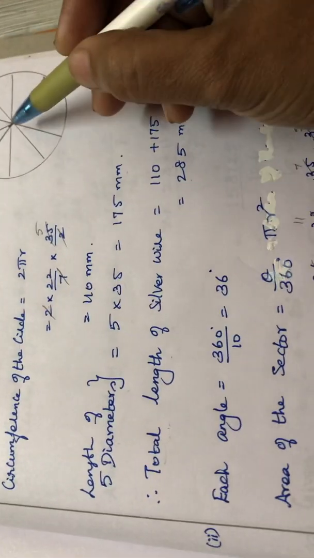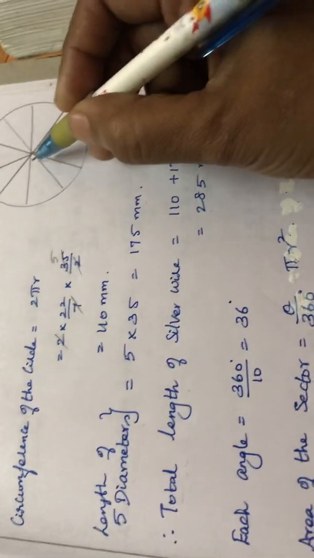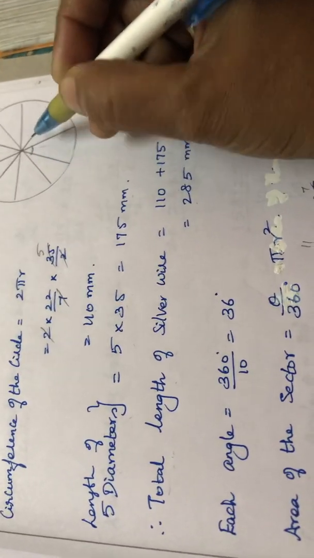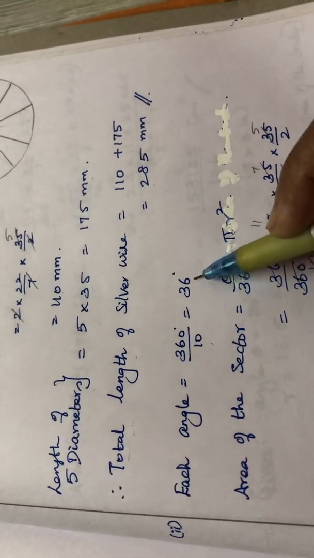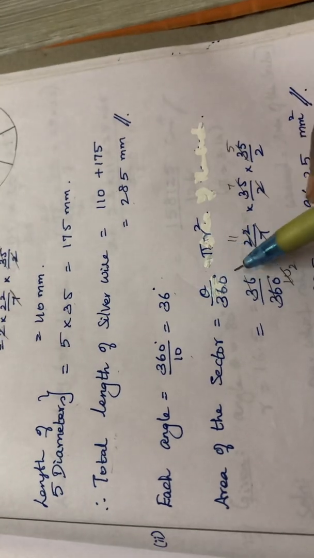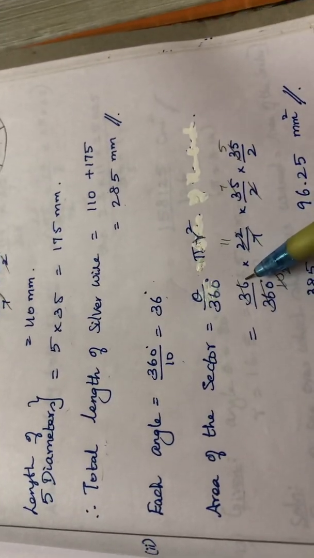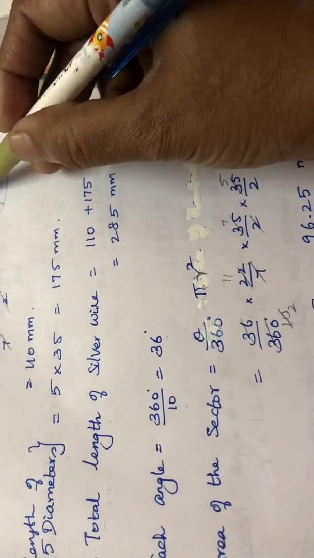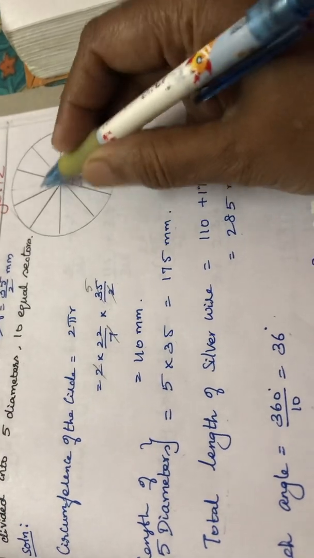And in this case, it is given that it is divided into 10 sectors. So what is the angle made by each sector? Each sector angle is 360 by 10, which is equal to 36 degrees. Now, the area of the sector is equal to theta by 360 into pi r square. The theta value for each and every sector angle is 36, and 36 into 10 gives you 360 degrees.